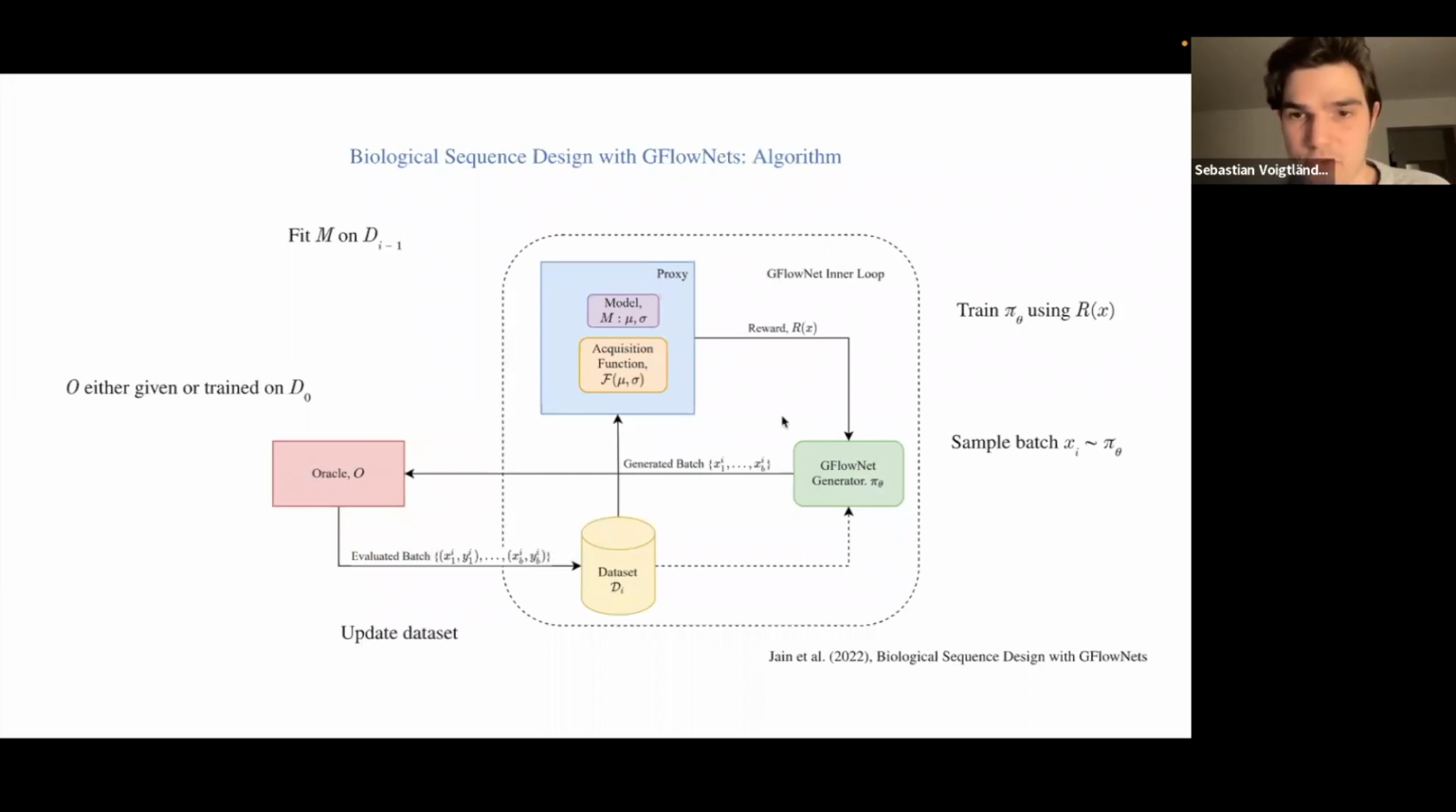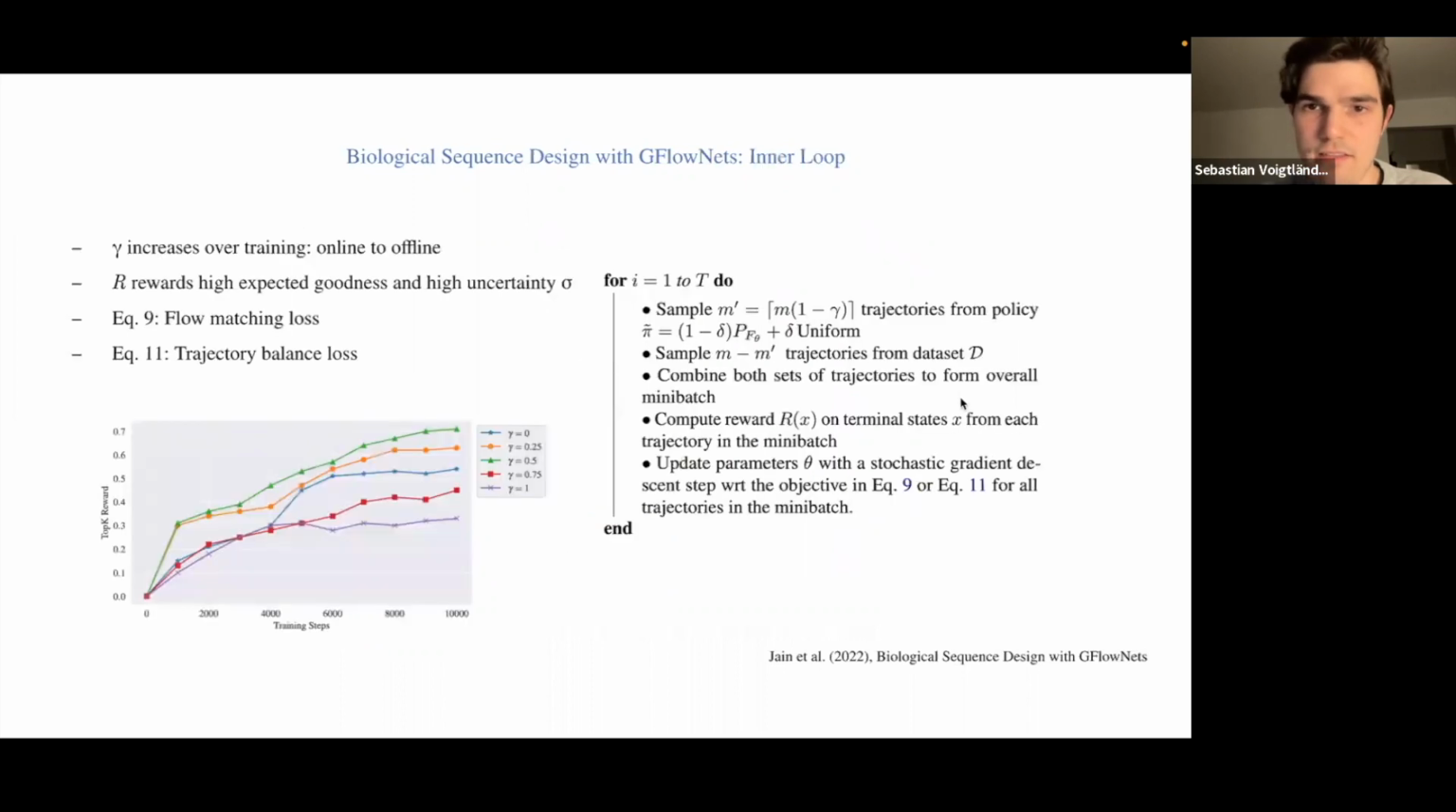And what happens when you train the GFlowNet and sample these batches that you will send through the oracle for evaluation and add to your data set is simply that you, with a certain given proportion, which changes over training, will sample trajectories from the policy directly with a little exploration encouragement, which is inspired by the idea of epsilon greedy exploration in RL, as far as I understand. And for the other fraction, you want to sample trajectories from the data set itself.